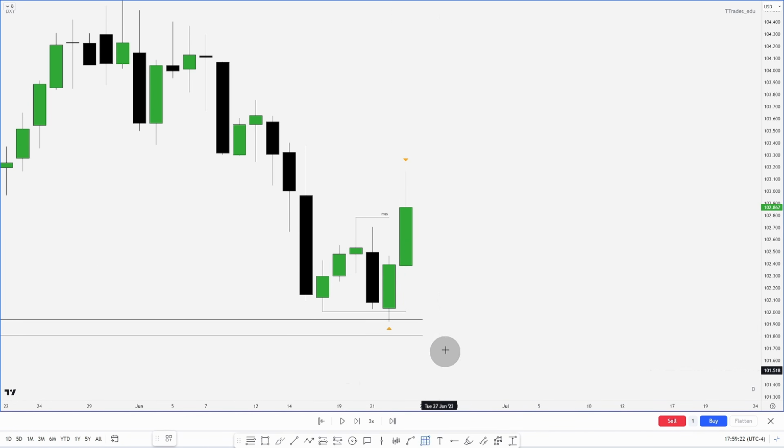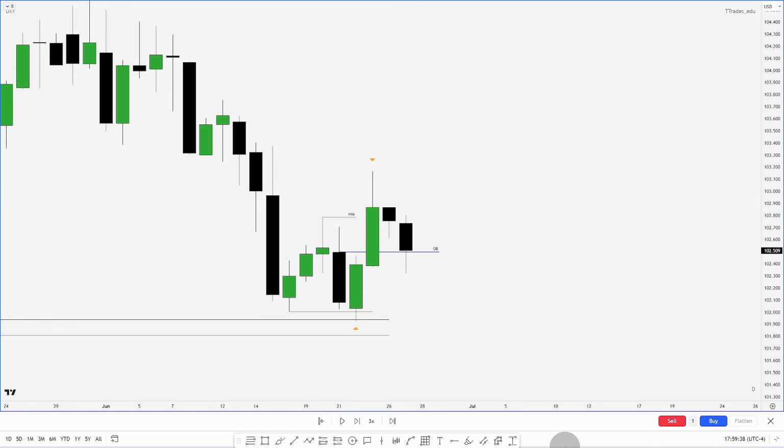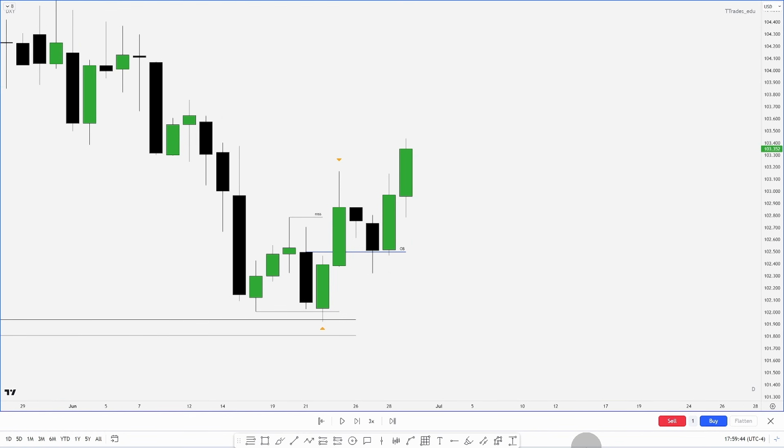From here, I look at my range where I have our premium and discount marked out. Do I have a PD array in a discount? I have an order block right here. So from here, I'd want to see price reach down into the PD array and respect it. So right here, price closes outside this order block, and then we move higher here.